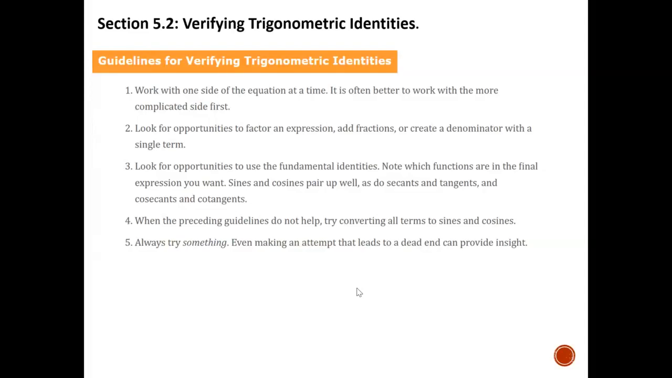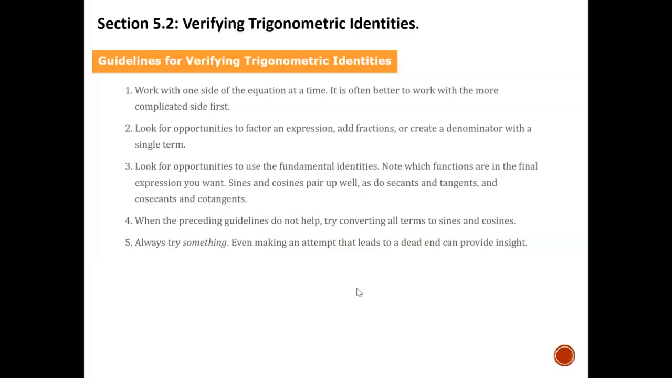Now, guys, for 5.2, we're going to be verifying trig identities. The first step that you do, guys, is work with one side of the equation at a time. It is often better to work with the more complicated side first. Number 2, look for opportunities to factor out expressions, add fractions, or create a denominator with a single term. Number 3, look for opportunities to use the fundamental identities. Note which functions are in the final expression you want. Sines and cosines pair up well, as do secants and tangents, and cosecants and cotangents.